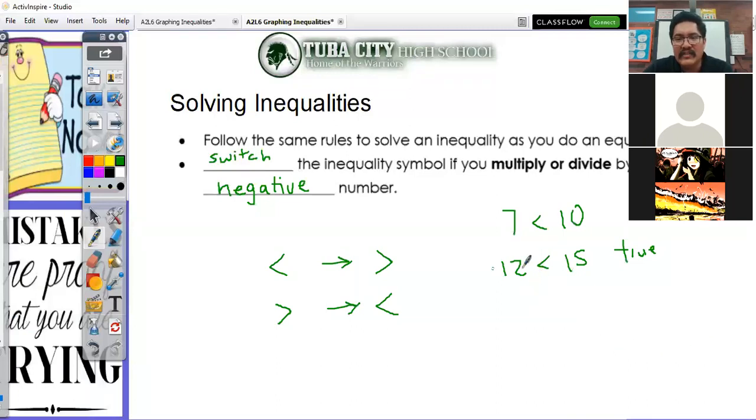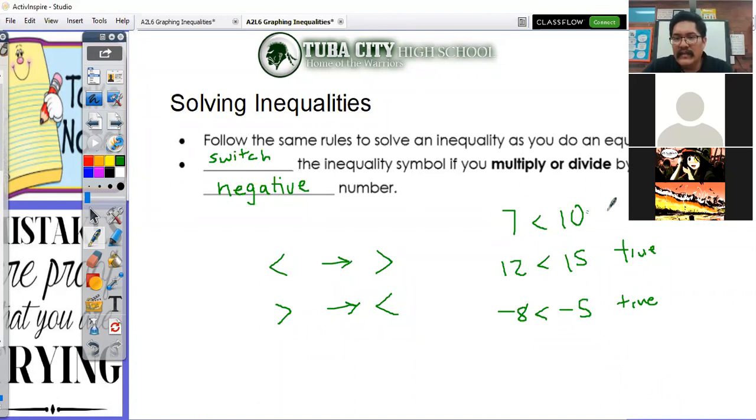What if I were to minus 20? So start from here, 12 less than 15, and minus 20 from both sides. Minus 20. And it is still true. I have 2 negative numbers, but it's the smaller negative number.